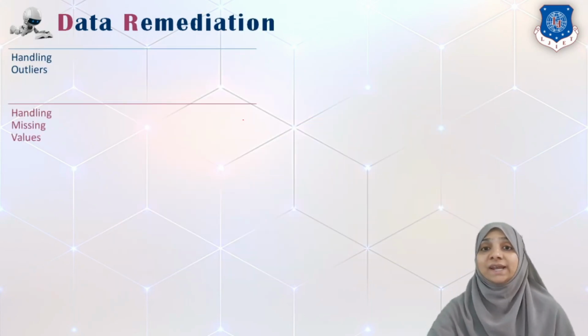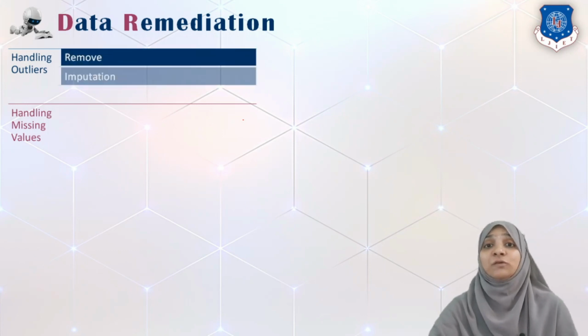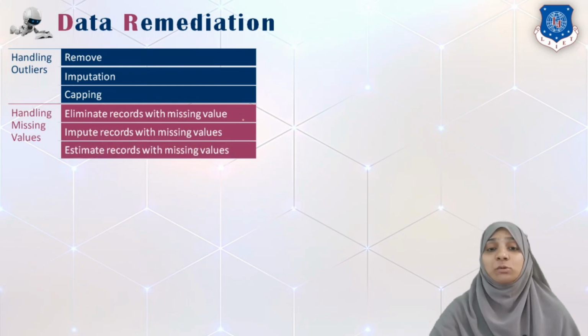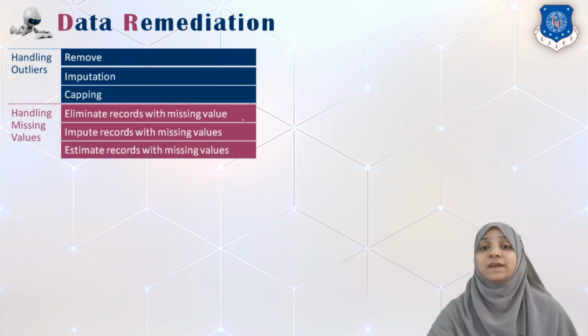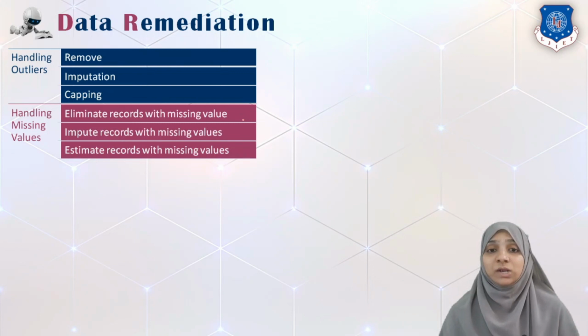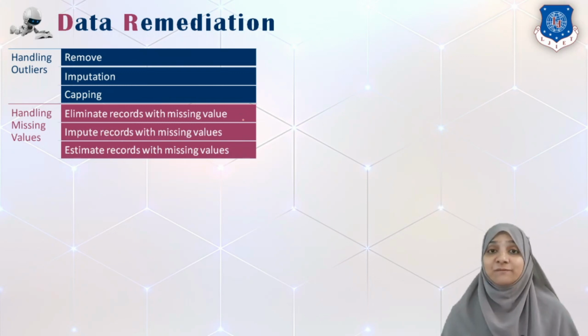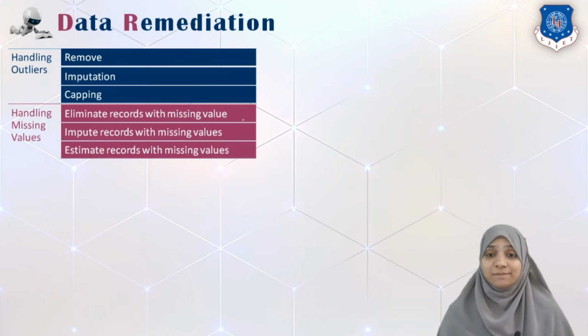Data quality degradation must get remediated before it is given to the machine learning model. We can handle these outliers and missing values in different ways. To handle outliers, we have three different methods. We can either remove an outlier, we can impute them, or we can cap them. Similarly, to handle missing values, we can eliminate the record with missing value, we can impute the record with missing value, or we can estimate the record value which is missing.